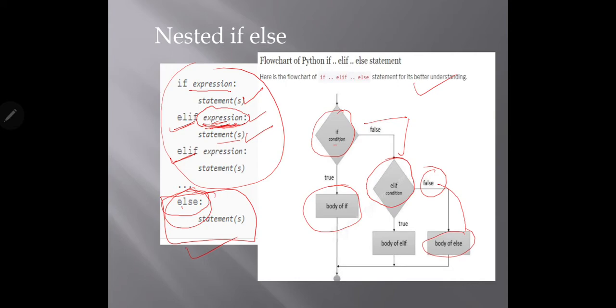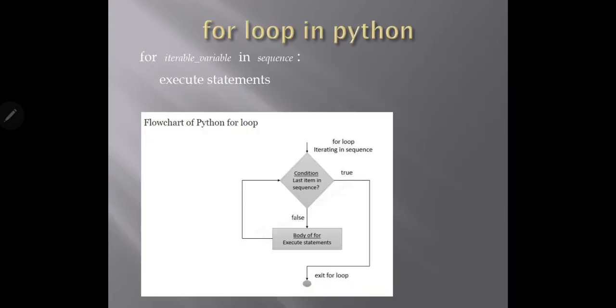Now moving on to our third statement, that is the for loop. Actually, for is a loop. It helps us to implement iteration in Python. What this for does is that with the help of this for statement, we can iterate through a sequence with the help of an iterable variable.